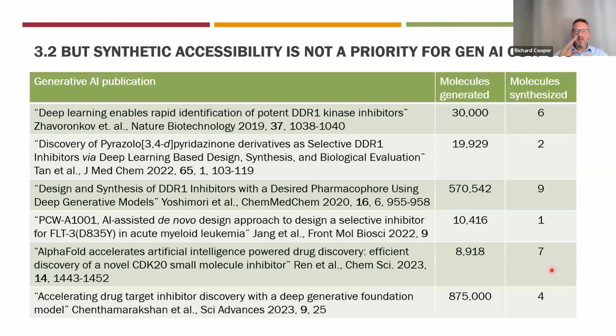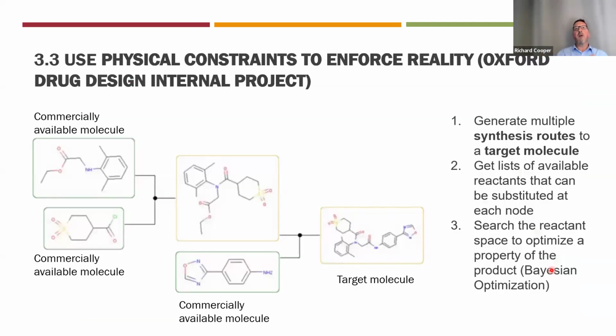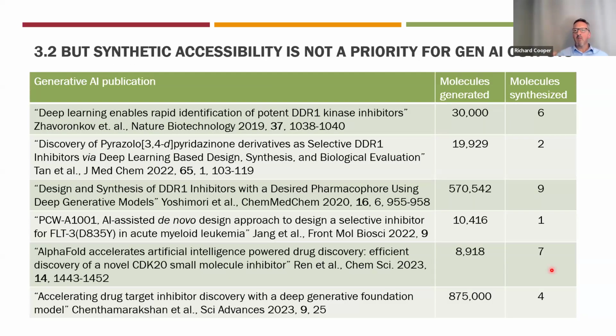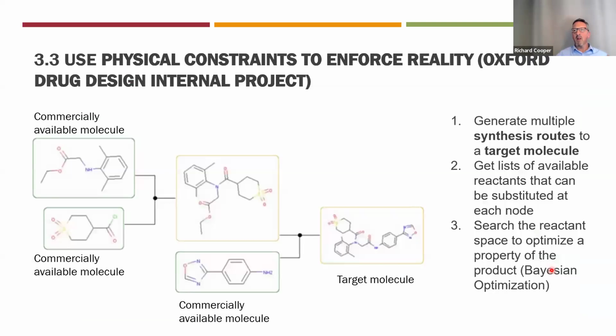So if we just start from the physical reality of what we can make, then we're going to end up with a much more efficient process, which I'll come on to in this final section. The thesis of this is we're wasting a lot of time, a lot of GPUs, making molecules that we never end up really looking at, or we have to refilter them. So we want to use physical constraints to enforce reality.